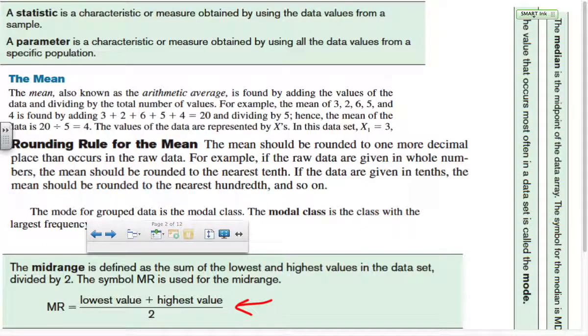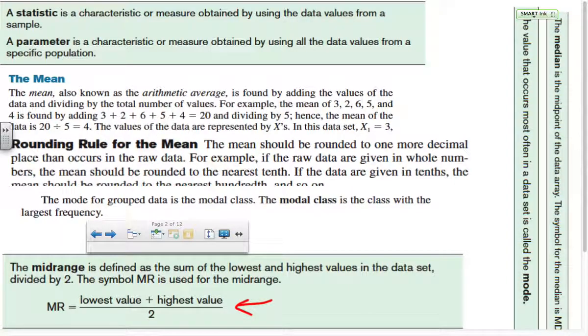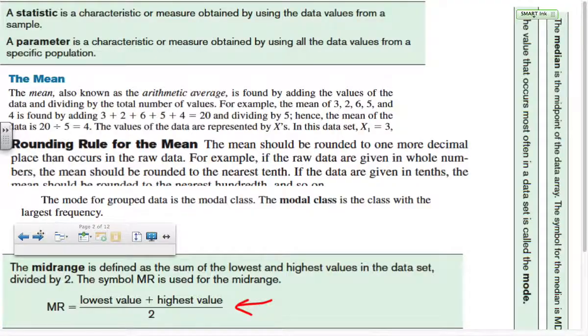One other thing you'll notice on here is this little piece of information. This is a modal class, something else you don't talk about very often. We've been dealing with frequency charts and histograms. If you have a frequency chart with grouped data, the class with the largest frequency is called the modal class. It still follows the same idea of mode: it's the one with the most. So let's look at some examples.